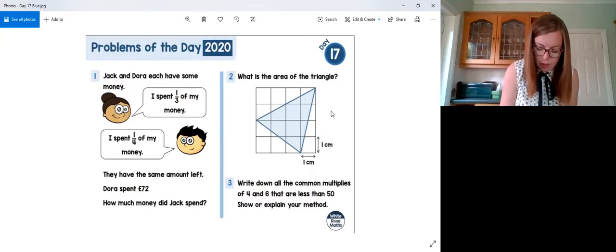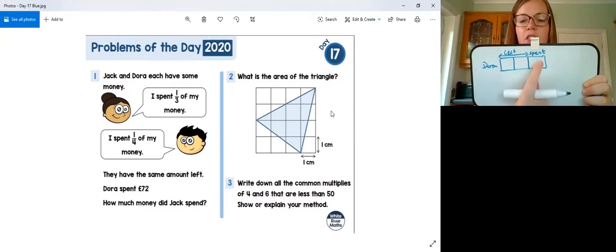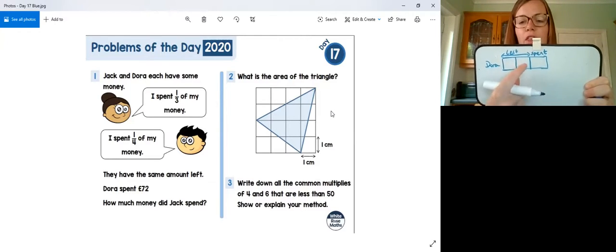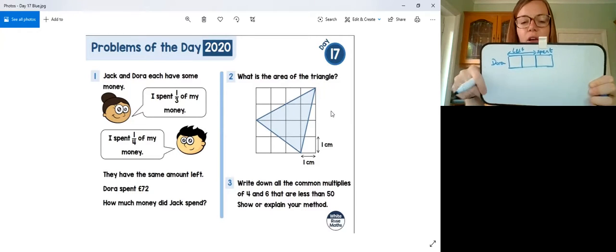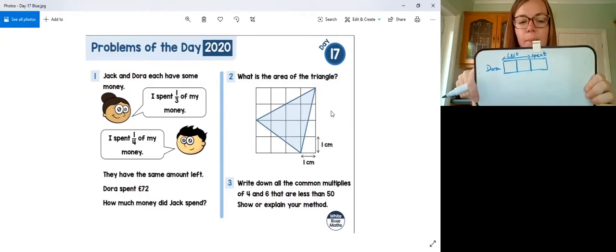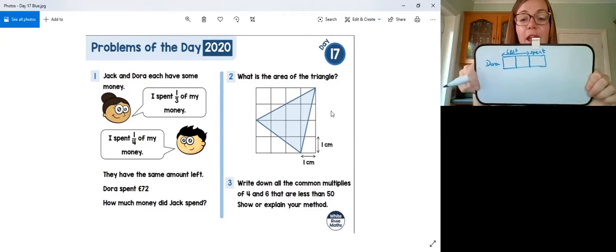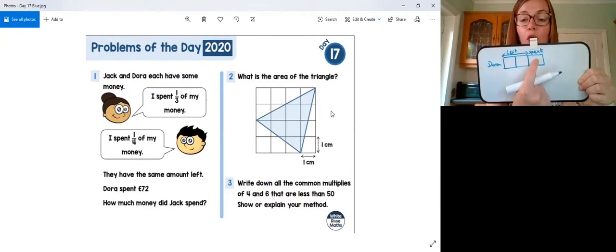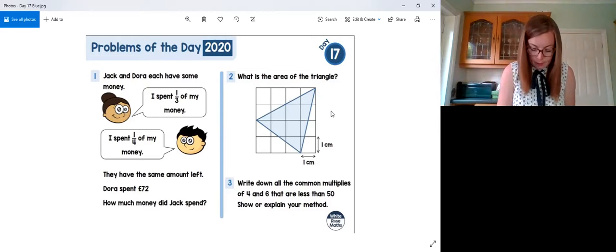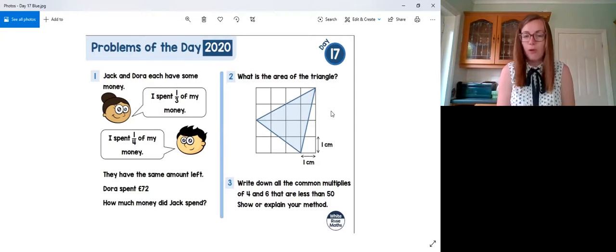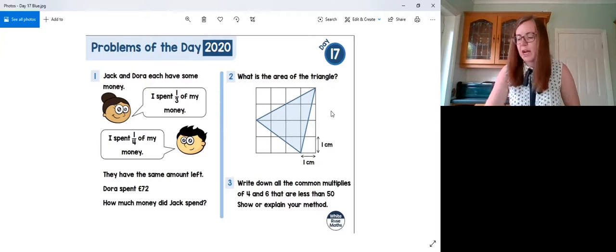So I'm going to write spent over that one, and I'm going to write left over those 2. So she spent 1/3. So how many thirds does she have left? That's right, 2/3 left. The next part we need to label is the £72. Is £72 what she spent or what she has left? We are told in the question it's what she spent, so it belongs in this block, the 1/3 block. 72.